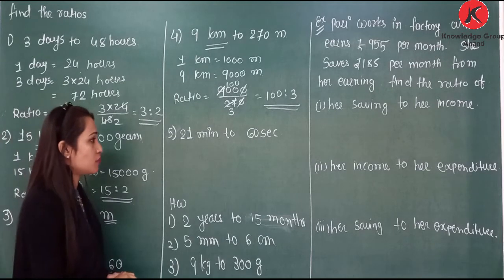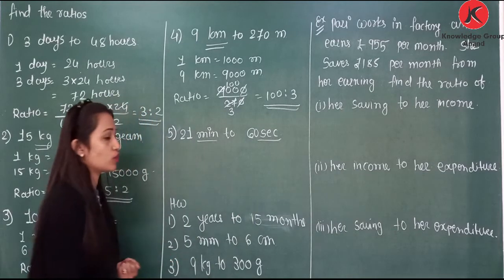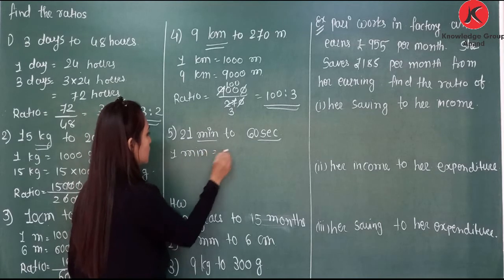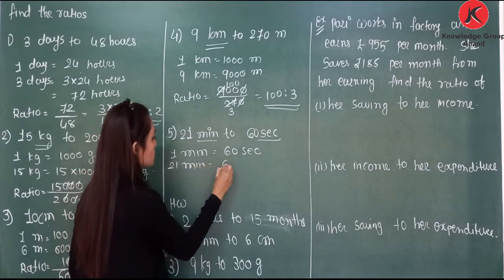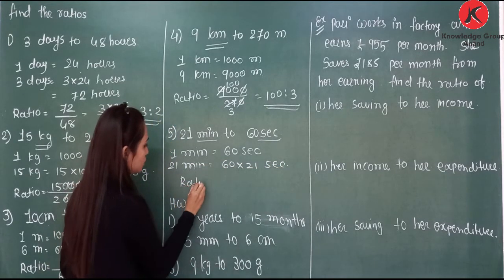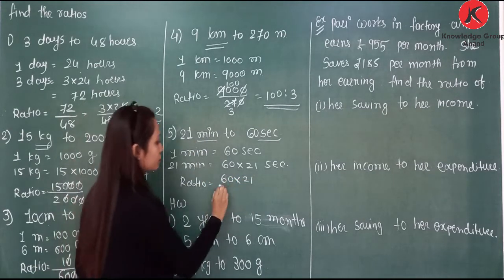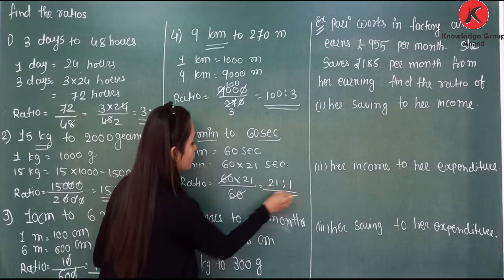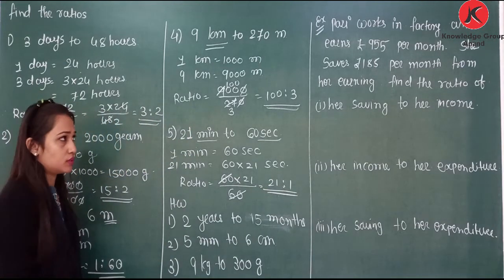Next one, 21 minute to 60 second. One unit is in minutes, one unit is in seconds. So convert minute to second. So 1 minute is equal to 60 second. So 21 minute is equal to 60 multiplied by 21 second. So the ratio will be 21 minute divided by 60 seconds. So it is 21 is to 1. Here are some examples that you need to solve in homework.